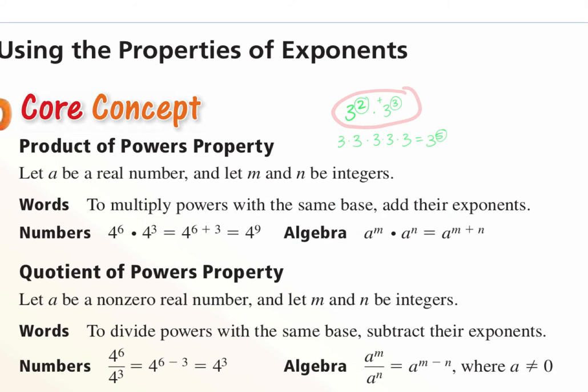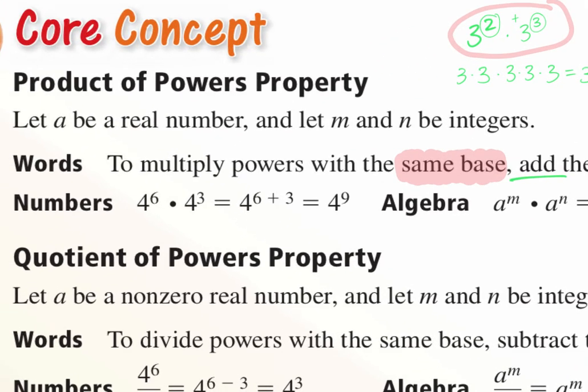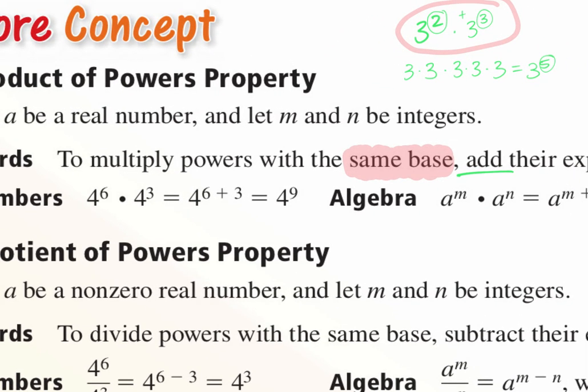So I need you guys to highlight: if they have the same base and they're being multiplied, all we do is we add their exponents, okay? If they have the same base and they're being multiplied, all we do is add their exponents. So if we had 4 to the 6th times 4 to the 3rd, that would be 4 to the 6th plus 3, which gives us 4 to the 9th.